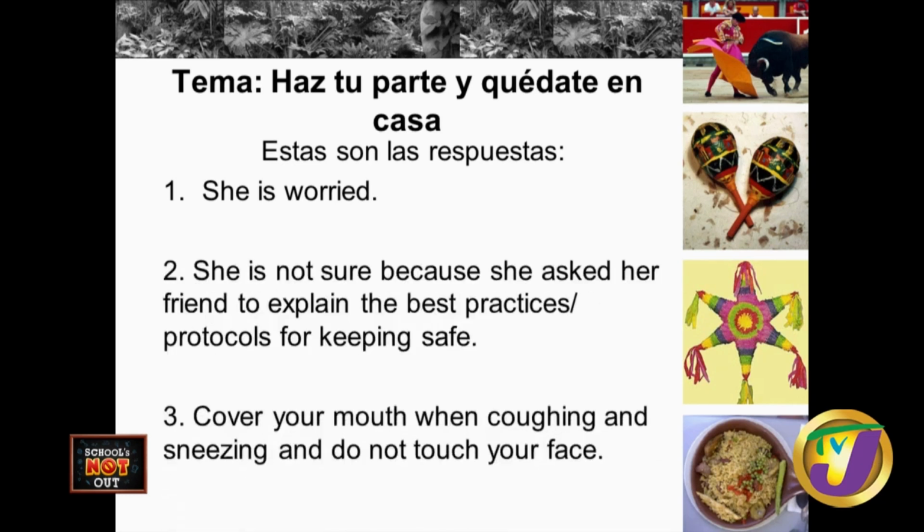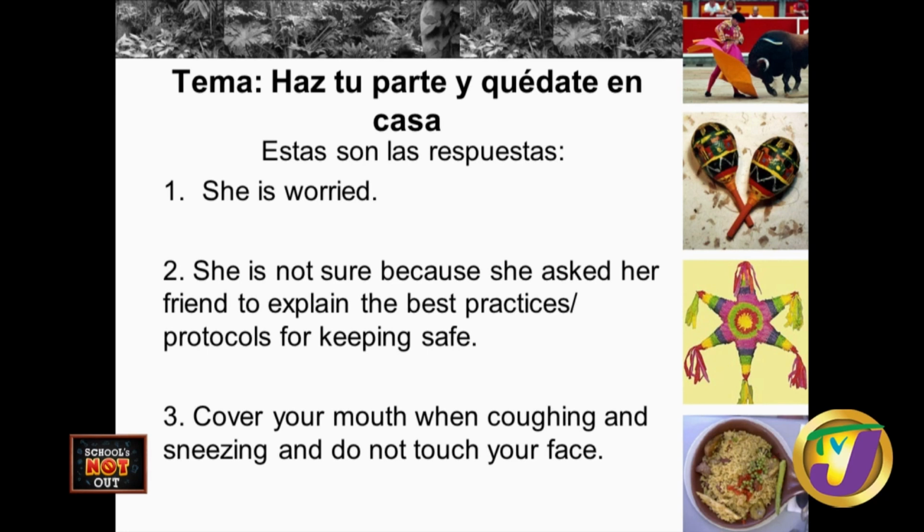Okay, somebody says she's worried. Let's see. Número 1. Yes, number 1. She's worried. Muy bien. Number 2. She's not sure because she asked her friend to explain the best practices or protocols for keeping safe. And that's when I asked Yaliet the answer. So, muy bien. Let's see what's coming from Montego Bay.